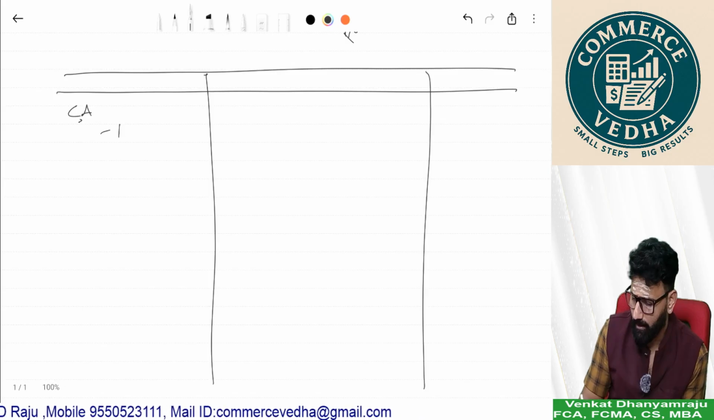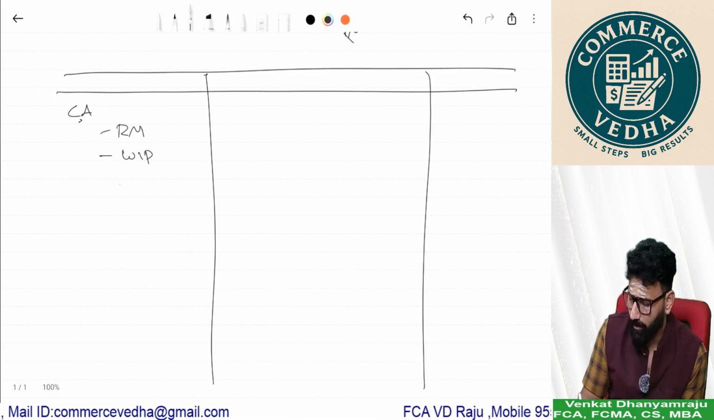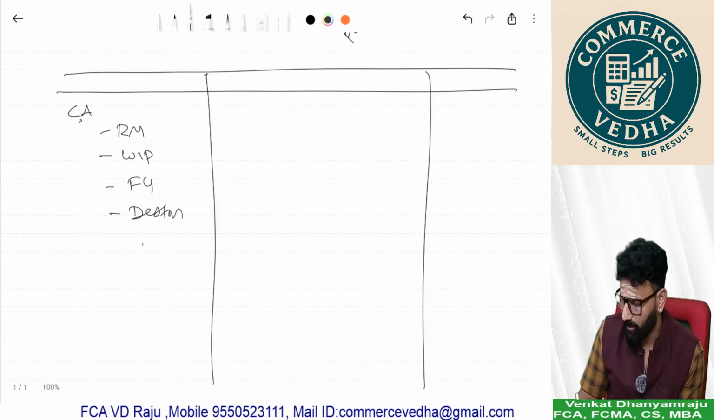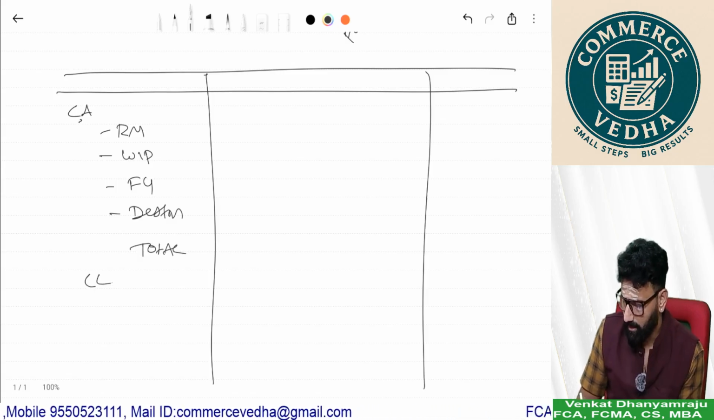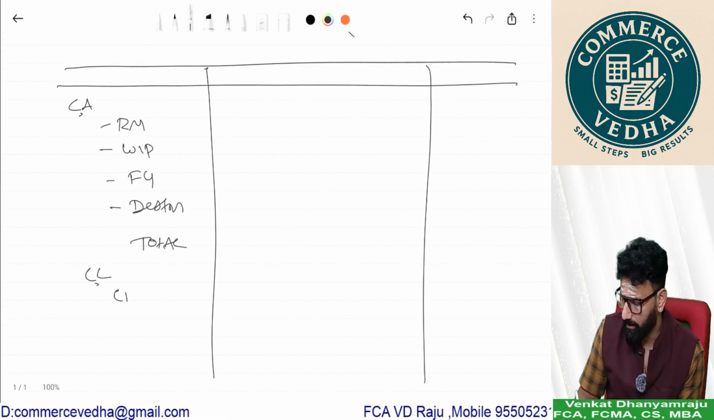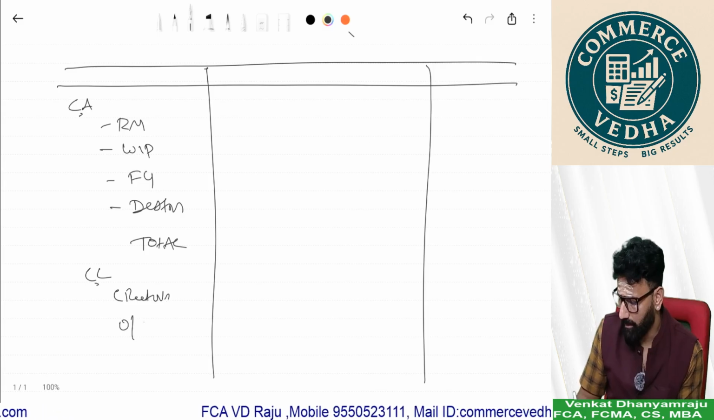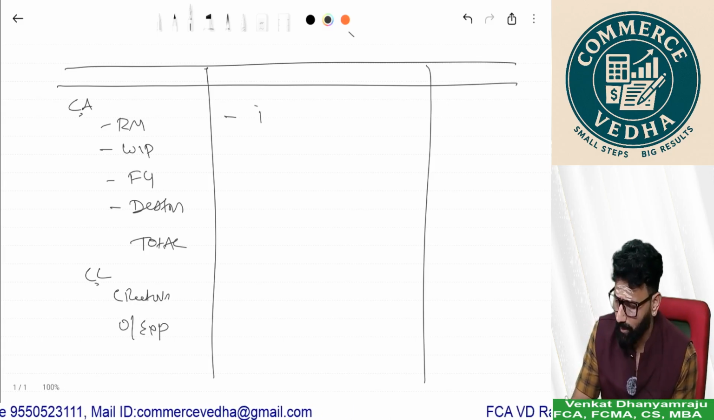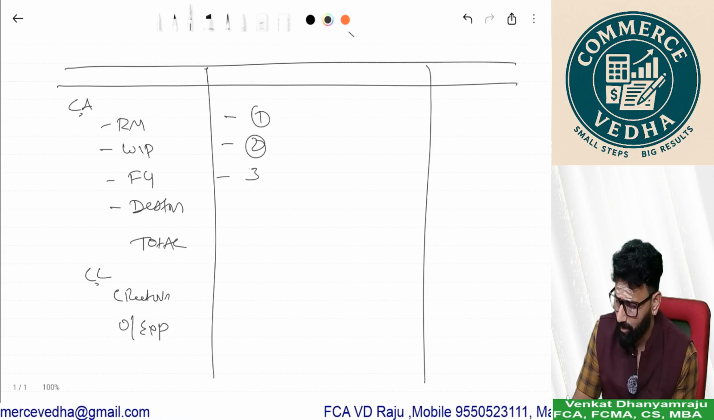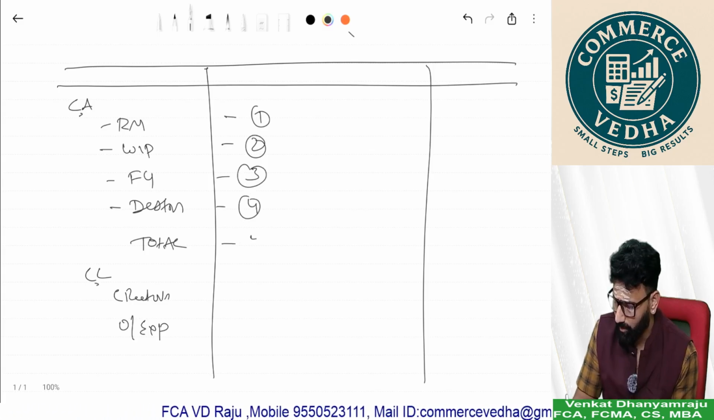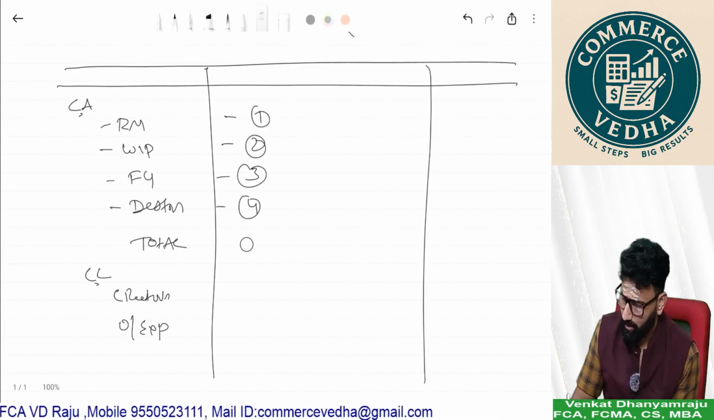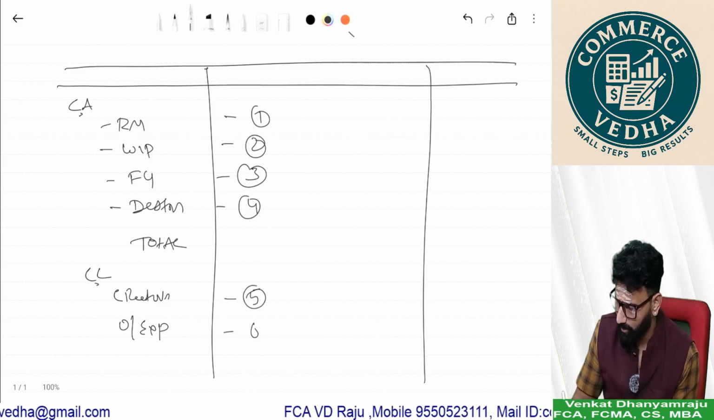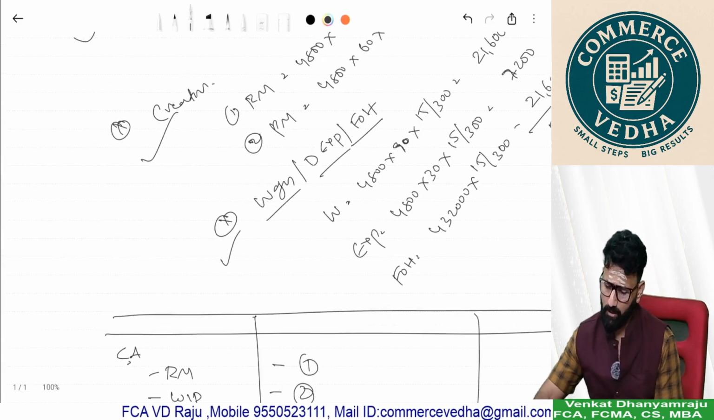Current assets: raw material, WIP, finished goods, debtors, total. Current liabilities: creditors, other expenses. I'm clubbing everything at one shot because we did the workings. I'll write here note 1, note 2, note 3, note 4, note 5 and note 6. I'll go back and do the notes.